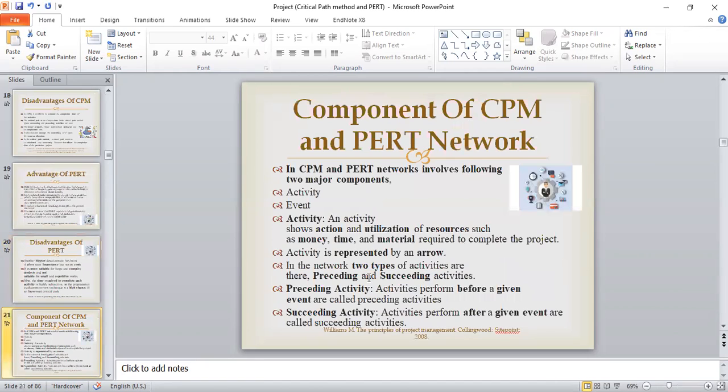Now, components of CPM and PERT network analysis. It has two major components, activity and event. Activity is actually the action or utilization of resources in the form of money, time and material required to complete the project, and activity is represented by the arrow. In the network, there are two types of activities, preceding and succeeding activities. Preceding activities are performed before a given event. Succeeding activities are performed after an event.